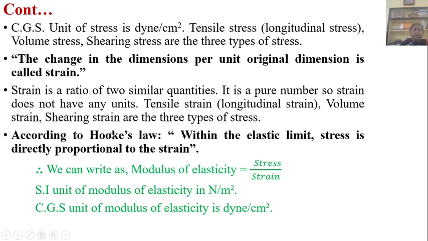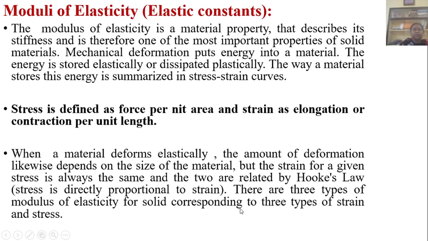Now according to Hooke's law, within the elastic limit, stress is directly proportional to strain. So we can write modulus of elasticity equals stress upon strain. The SI unit of modulus of elasticity is Newton per meter square. The CGS unit of modulus of elasticity is dyne per cm square. Now, moduli of elasticity, that is elastic constants.